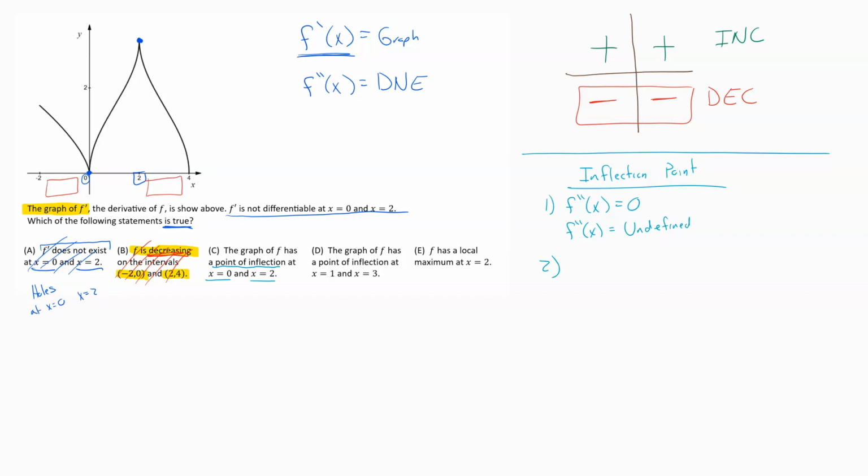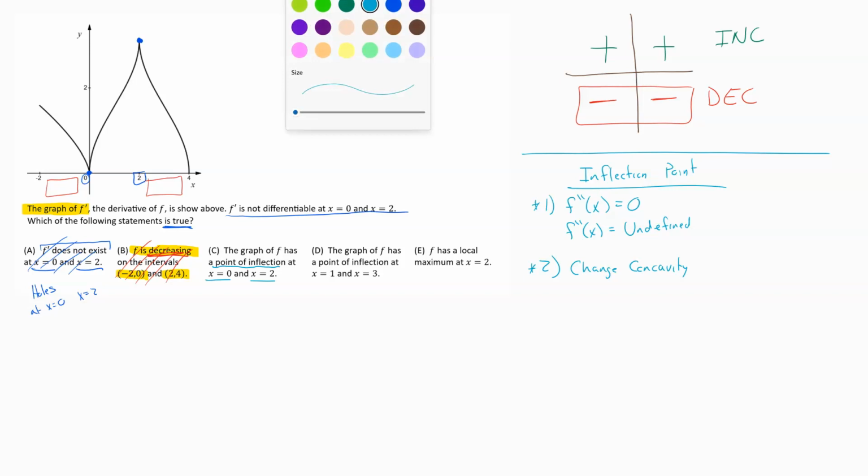The second thing you have to be on the lookout for, the second thing that must absolutely happen, is that it must change concavity. Just having the first thing up here be true doesn't give you an inflection point. You need to make sure that it also changes concavity.